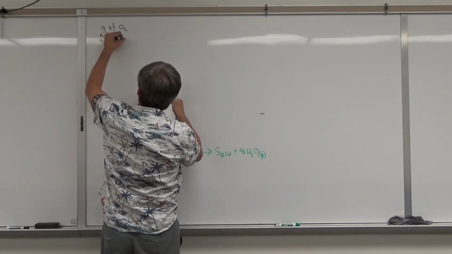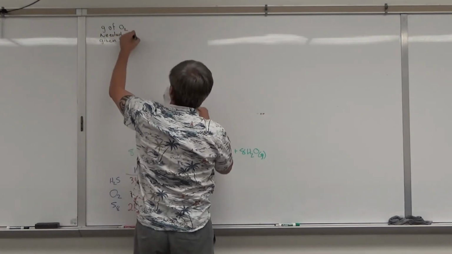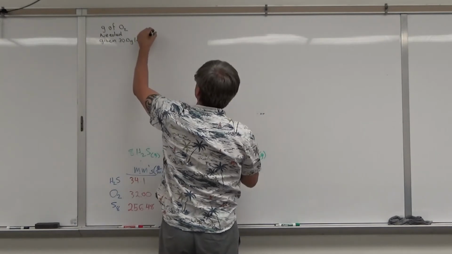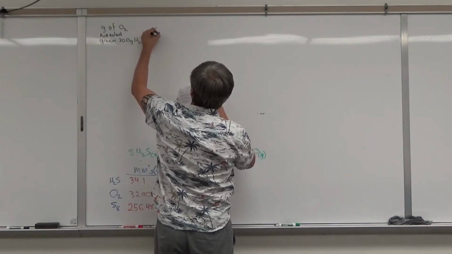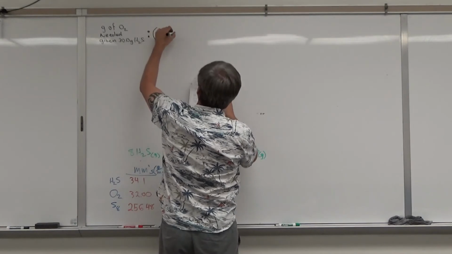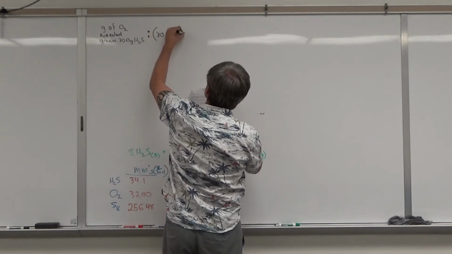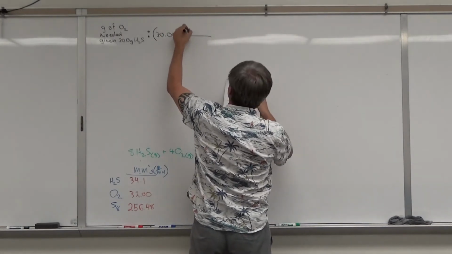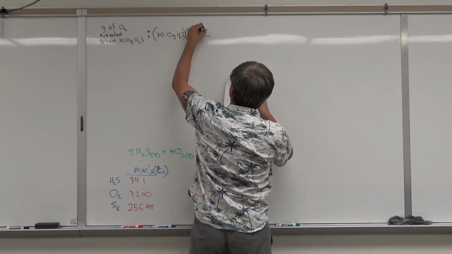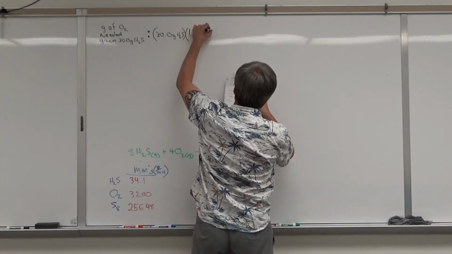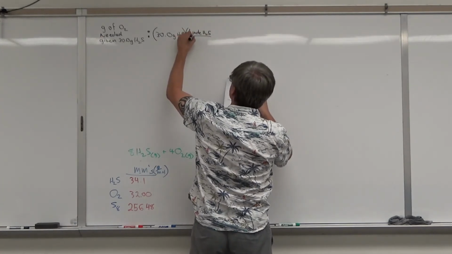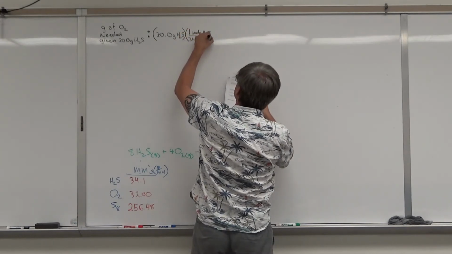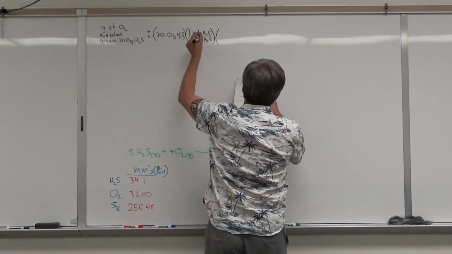Given 30.0 grams of hydrogen sulfide, 1 mole of hydrogen sulfide is 34.1 grams of hydrogen sulfide.